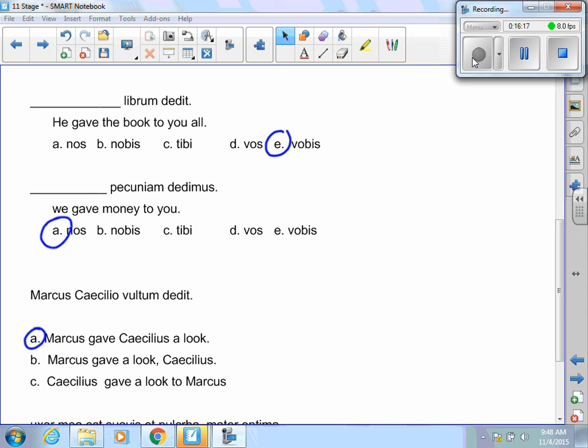In number 2, the translation, we gave money to you. Dedimus already has we gave. Money is already there with pecuniam, so I'm trying to translate to you.